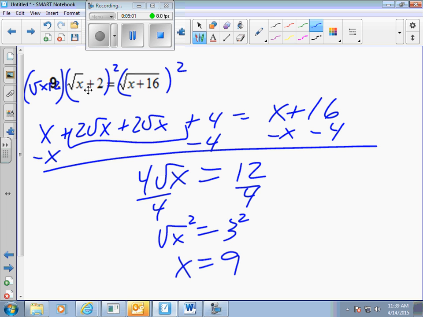Check it back in the original. Square root of 9 is 3. 3 plus 2 is 5. On the other side, 9 plus 16 is square root of 25 is 5. So that's a happy face answer.